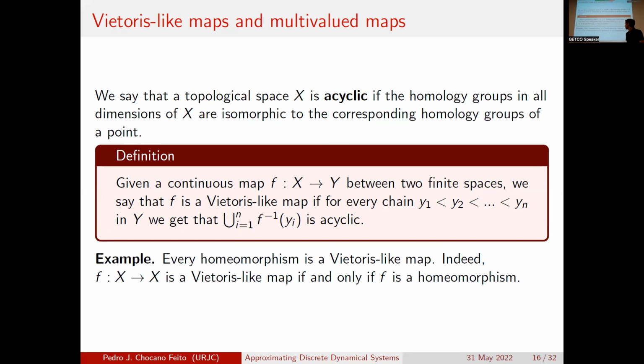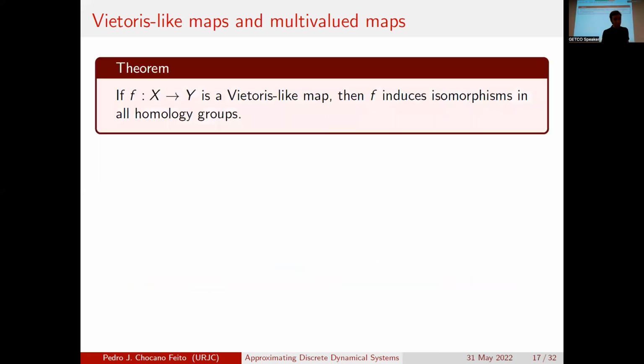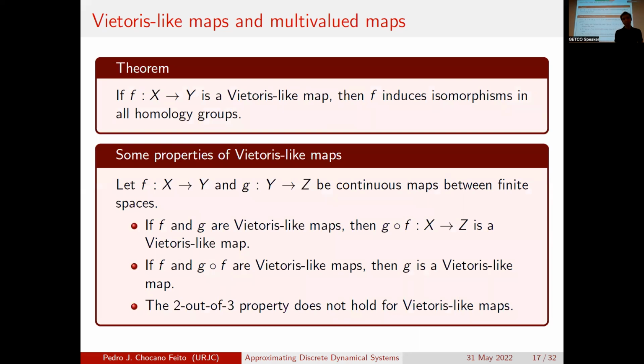Examples, well, we have that every homeomorphism is a vietoris-like map. And indeed, what we have is that if we consider a continuous map from X to X, it's a vietoris-like map if and only if it's a homeomorphism, all right? So homeomorphisms are examples of vietoris-like maps. The interesting thing about these maps is the following. When we apply the homology functor, we get that these maps induce isomorphisms in homology groups. All right. So this is really nice, and we can study some of its properties. I mean, we can check if the composition gives again a vietoris-like map, that sort of thing. Okay, so we can try to study some other properties.